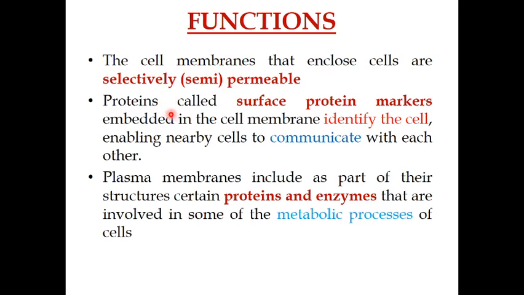So these proteins, which are called surface protein markers, embedded in the cell membrane, help to identify the cell for us as well as for the cells themselves. They can communicate with other cells with the help of these surface protein markers. The plasma membrane, as part of its structure, contains certain proteins and enzymes. So this is another thing.